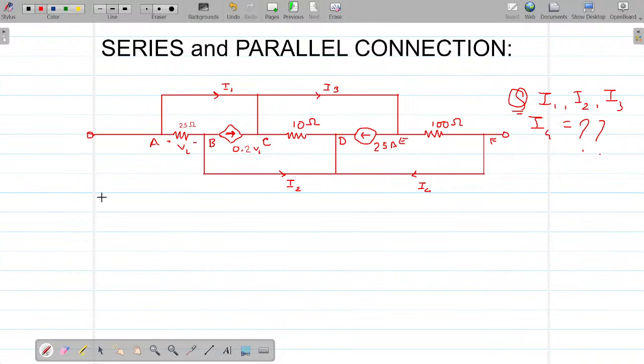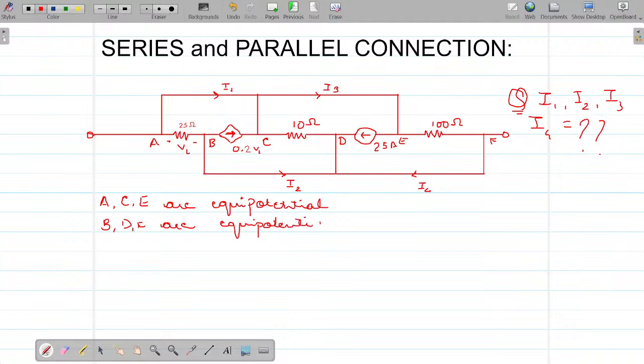In a nutshell, can I say A, C and E are equipotential? Why? Because they are eventually connected at the same potential. Similarly, B, D and F are equipotential. Both of them are equipotential. Can I say it? Tell me, can I say it? Right?